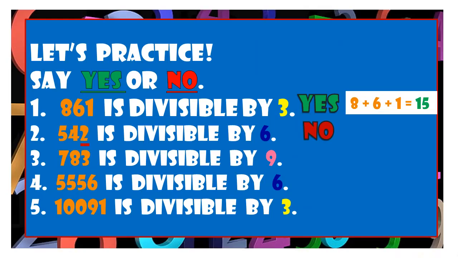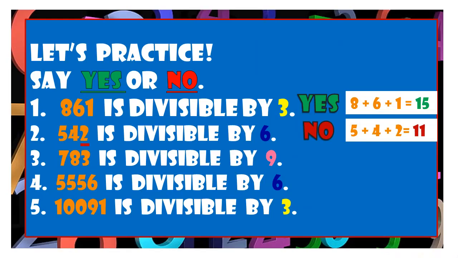So what about divisible by 3? Let's add all its digits. 5 plus 4 plus 2, the sum is 11. 11 is not divisible by 3. Therefore, 542 is not divisible by 6 because the number is not divisible by 3. In order to say that a number is divisible by 6, the number must be both divisible by 2 and 3.